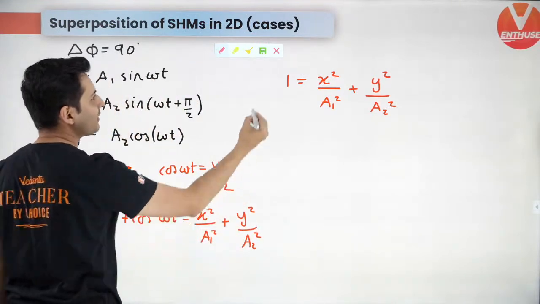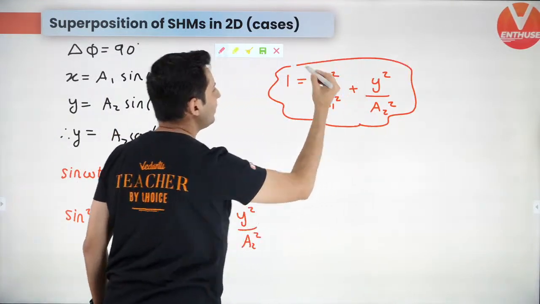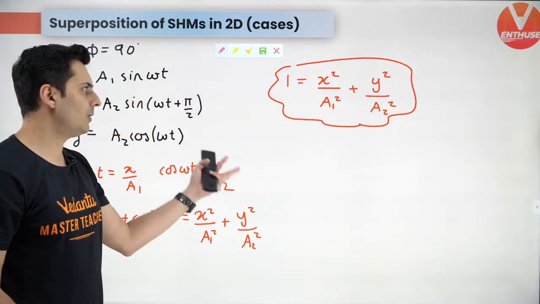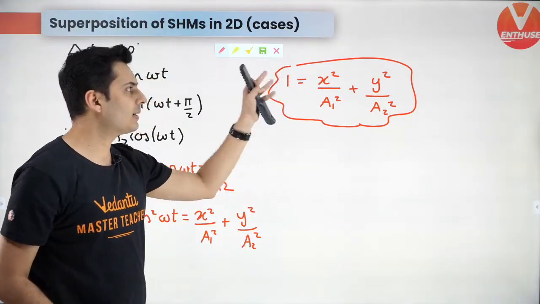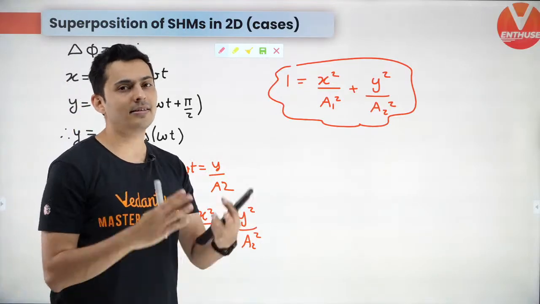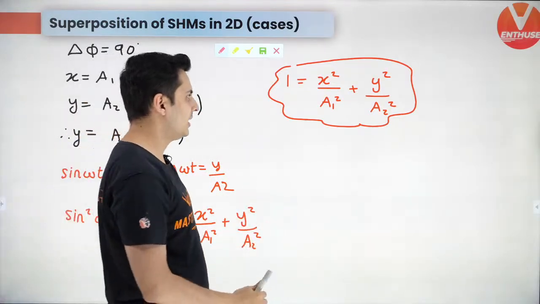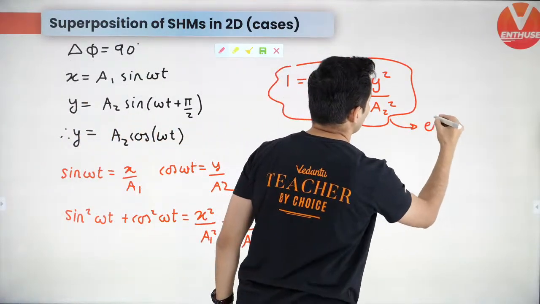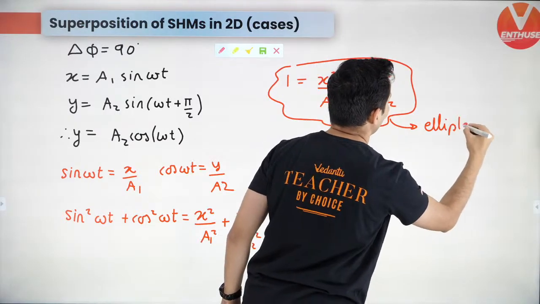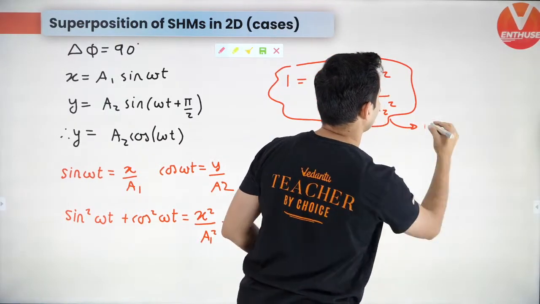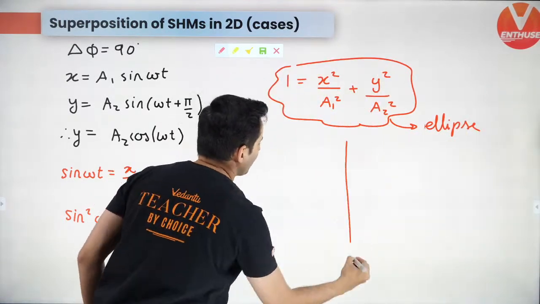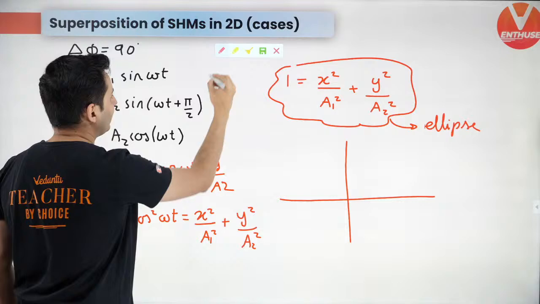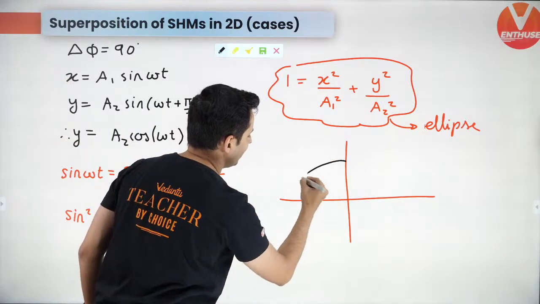Now this is a very special equation. If you're in 11th, most likely you would not have read much about this, but I'll tell you that this is the equation of an ellipse, and you will learn this in 12th, so don't worry about it. It's like that oval, nothing but an ovalish shape. So this is the x and y axis, guys. The ellipse looks something like this.